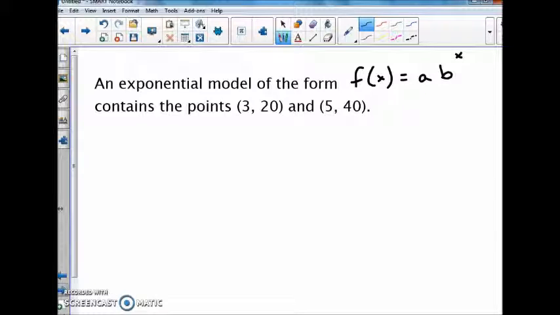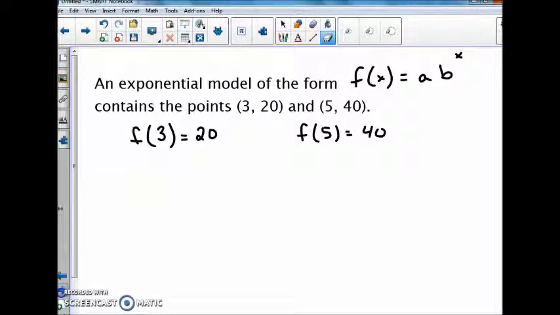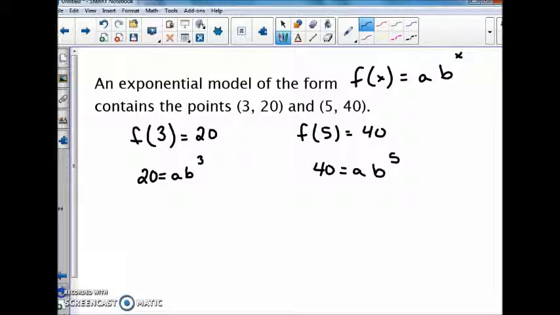So we know that f of 3 equals 20. We also know f of 5 equals 40. There are some things we can do in order to solve for this. For f of 3, 20 equals a times b to the third, because our x's have to match, hence the 3. And on the right, 40 equals a b to the fifth. So we can set this up to figure out our equations. We're going to take our second equation, 40 equals a b to the fifth, and divide it by 20 equals a b to the third.